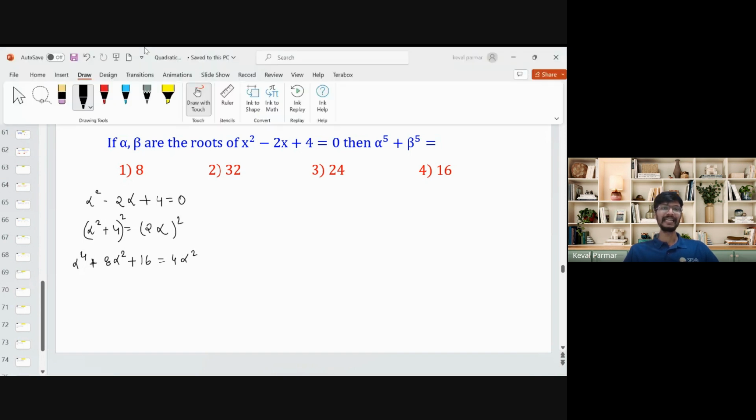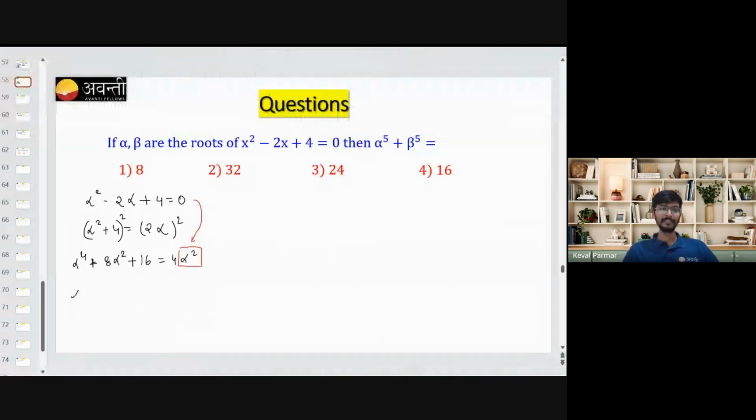Now we can get the value of alpha square from here. What is the value of alpha square? Substitute it here. This is known as reducing the power, so that means basically simplifying. Alpha to the power 4 plus 8 alpha square plus 16 is equal to 4 into what is alpha square? It is 2 alpha minus 4.